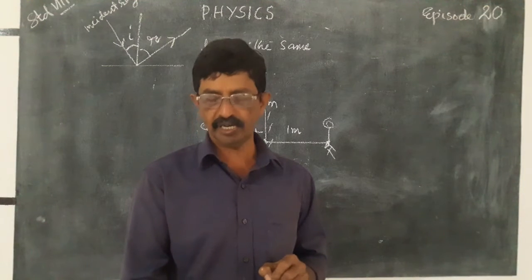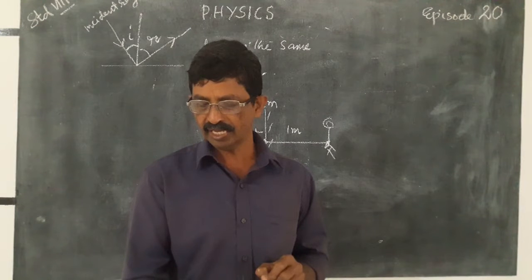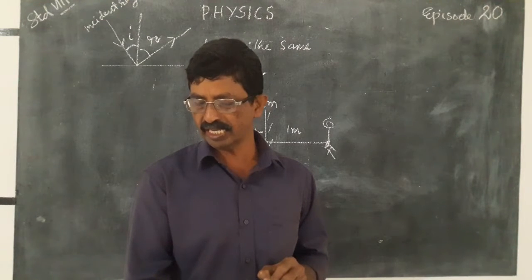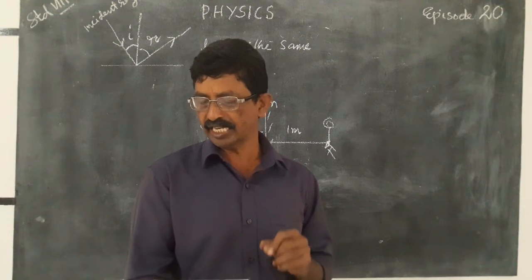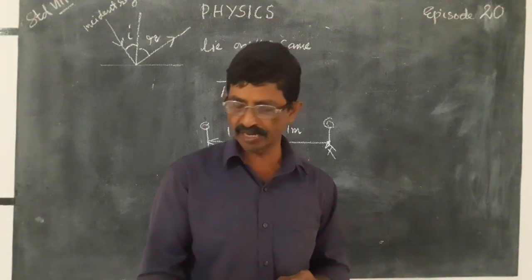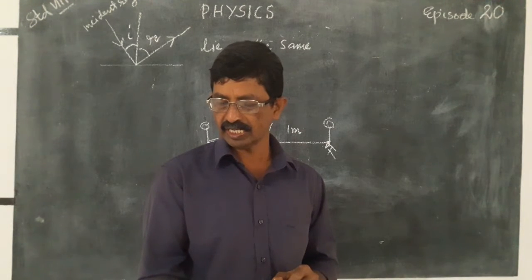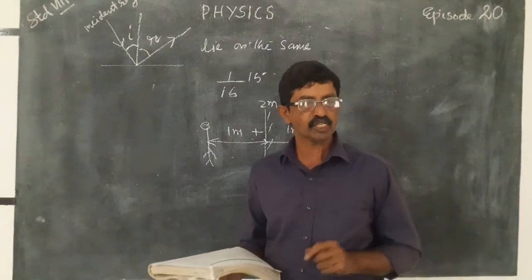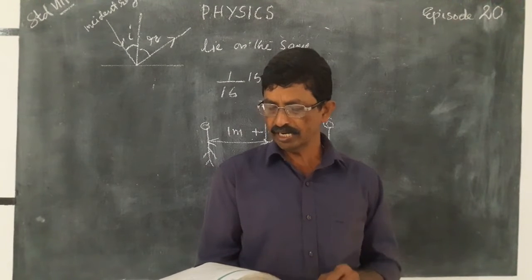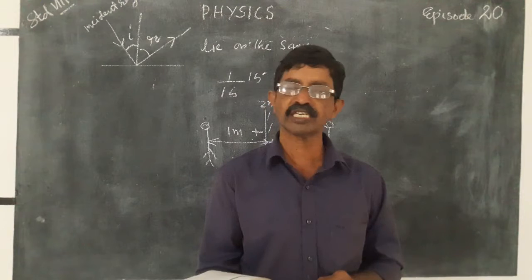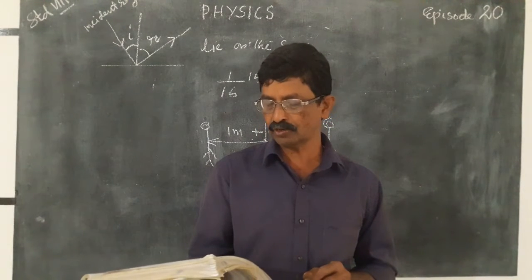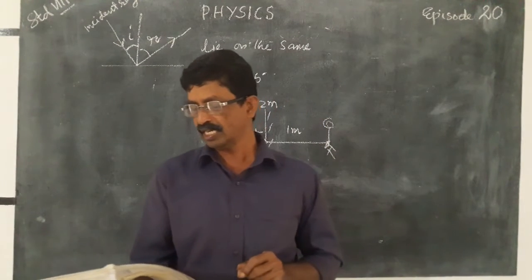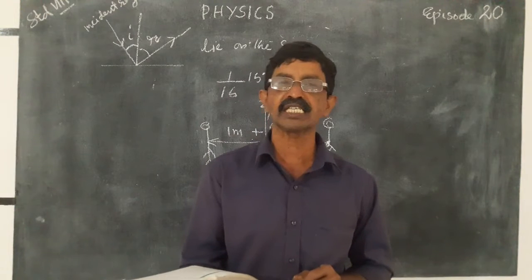Now, question number 8. The image formed by a plane mirror is: virtual, behind the mirror and enlarged, not correct. B, virtual, behind the mirror and of the same size as the object. That one is correct, it is the image formed by the plane mirror. Then C, real, at the surface of the mirror and enlarged. A plane mirror does not form a real image. Another one, real, behind the mirror and the same size as the object. Here also the image is given as real, so it is not correct. The only correct answer for question 8 is B, virtual behind the mirror and the same size as the object.